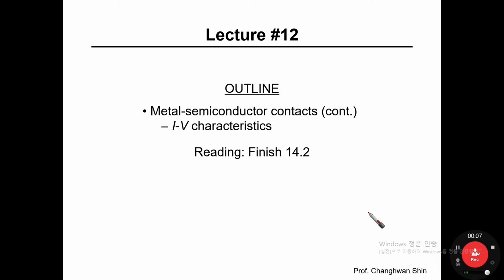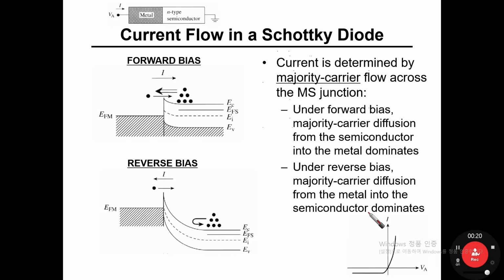From now on, we are going to study the current-voltage characteristics of MS contacts. The corresponding chapter for this content is chapter 14. On the top side, you can see the cross-sectional view of an MS contact. The semiconductor part is grounded and referenced, and an externally applied voltage, denoted as V sub A, is applied onto the metal side. The positive current direction is defined as from metal to semiconductor.